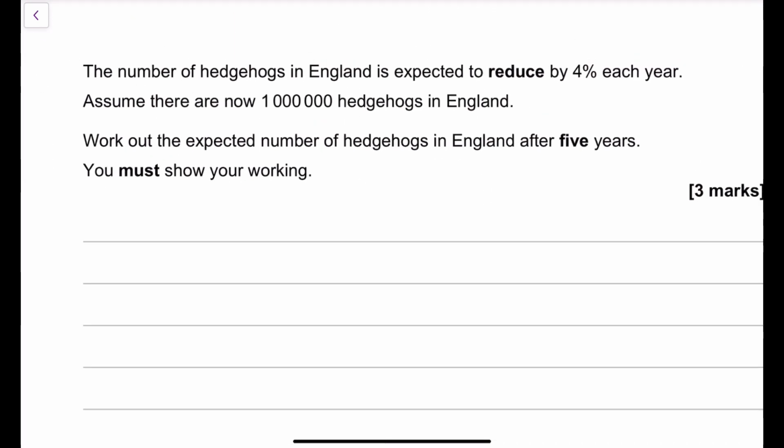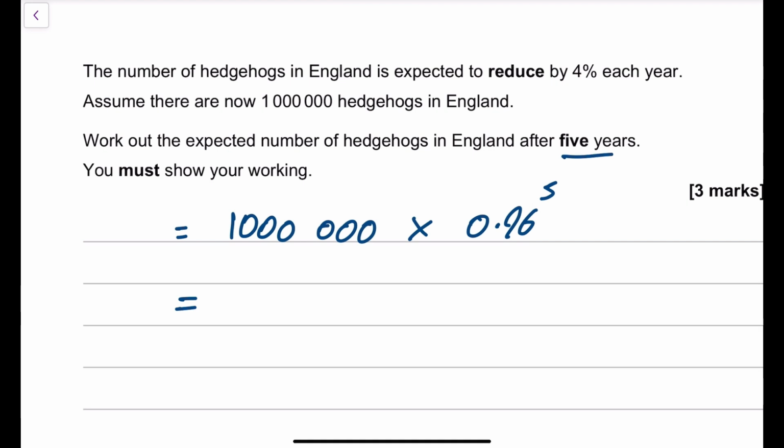It says a number of hedgehogs in England is expected to reduce by 4% each year, i.e. it goes down to 96% each year. Assume that there are now 1 million hedgehogs in England. Work out the expected number of hedgehogs after 5 years. So we start with 1 million, and it's going down by 4%, which means it goes down to 96%. So that wee thing here, this is what's called your multiplying factor. So to reduce something by 4%, you multiply by 0.96, and it was 5 years, so to the power of 5, do that in one go.